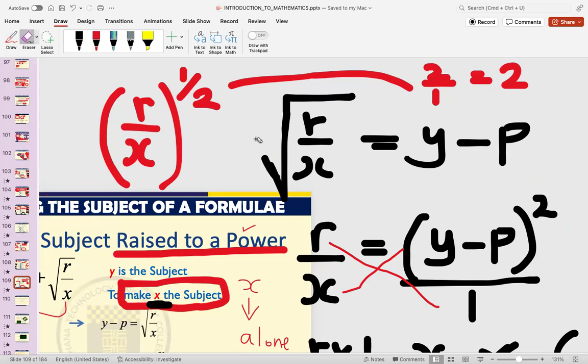But I said traditionally, the square root sign, they don't even write the 2 here for you to know, but there's a 2 here that anytime you cross, it becomes a square.